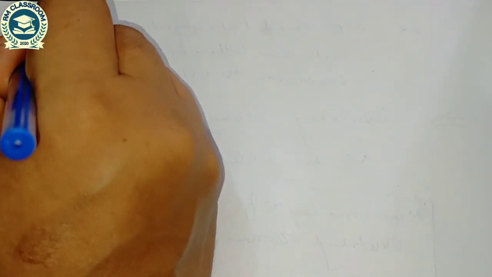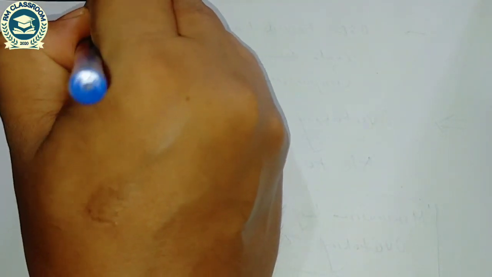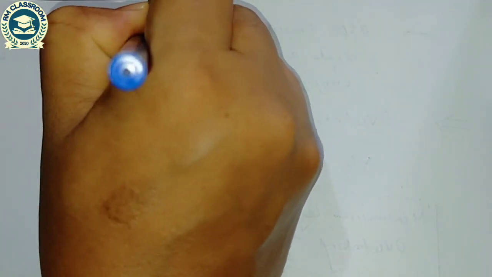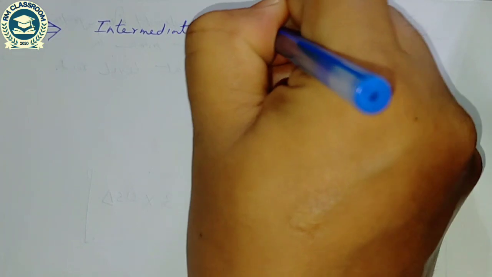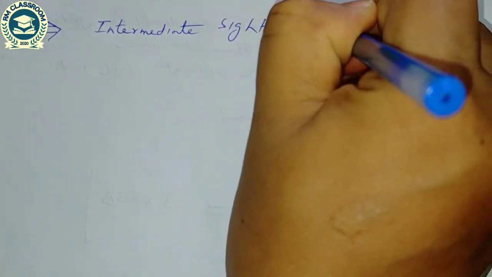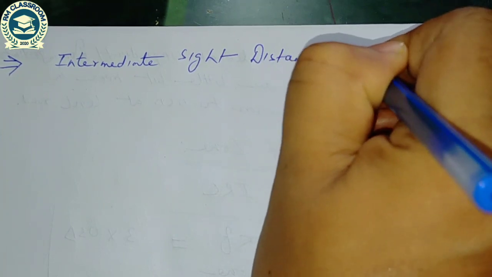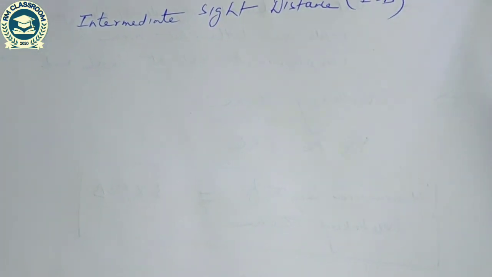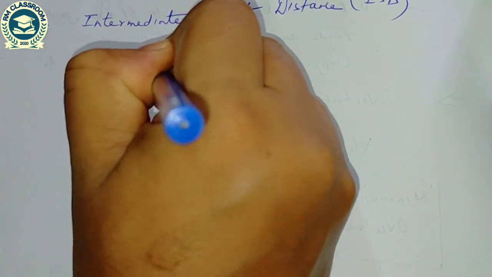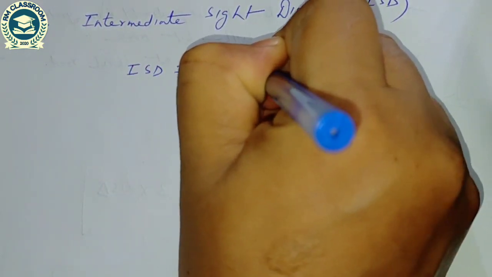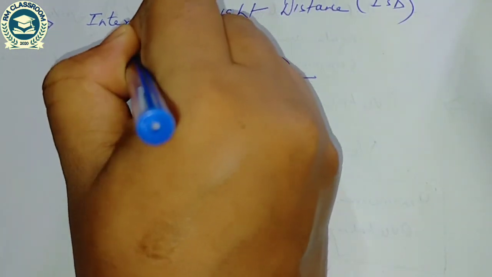So another thing I have already discussed, stopping side distance, overtaking side distance. There is a short information about the intermediate side distance, ISD. So according to IRC, intermediate side distance is equal to 2 times the stopping side distance.